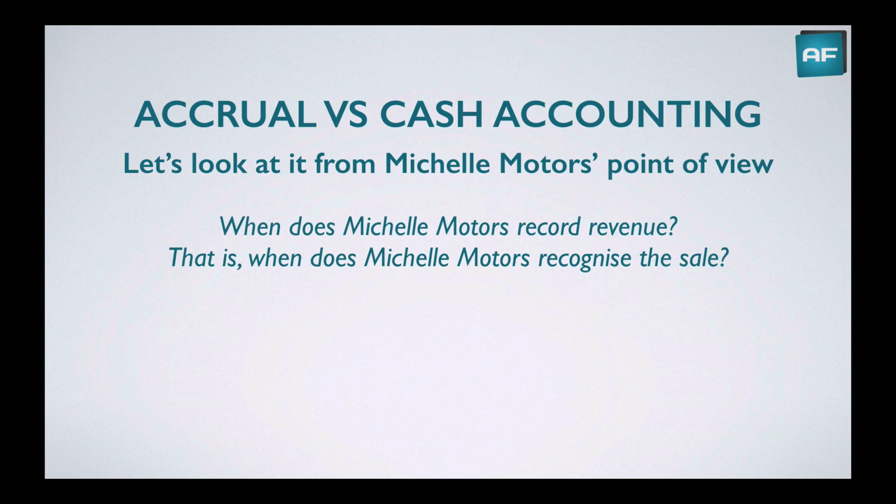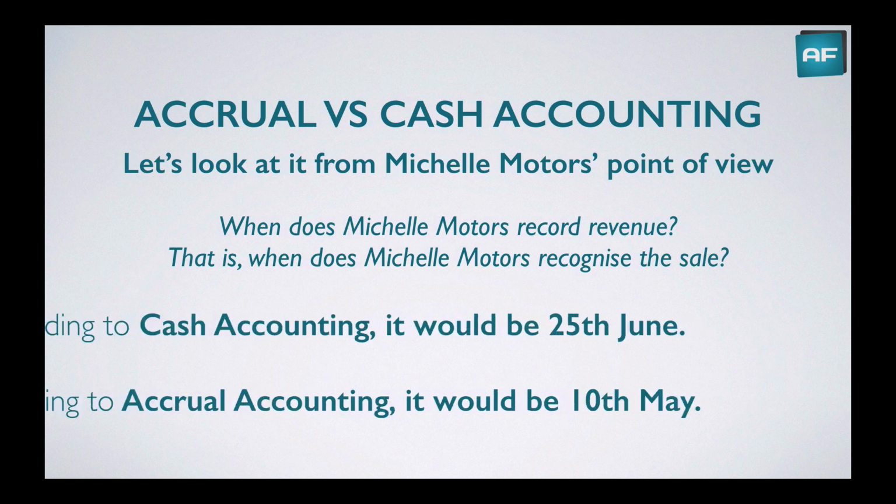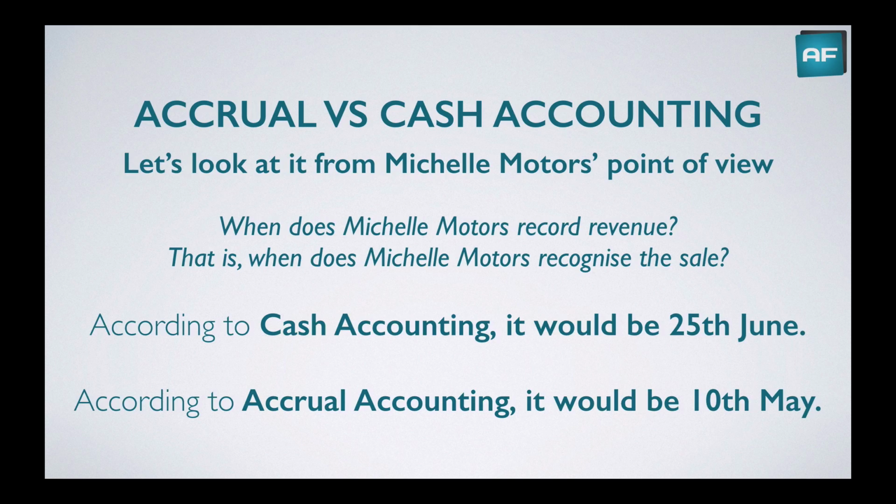So forget what you knew before this video. Have a think about what you heard in the past few minutes, and I'm hoping that you can remember or guesstimate when is the correct date out of those 3 dates to record the revenue. Now, cash accounting, it will be the 25th of June. That was simple. That was the third date. That was when Barry's Consulting paid Michelle Motors for the cars. But according to accrual accounting, it will be the 10th of May. Now, that was the second date.